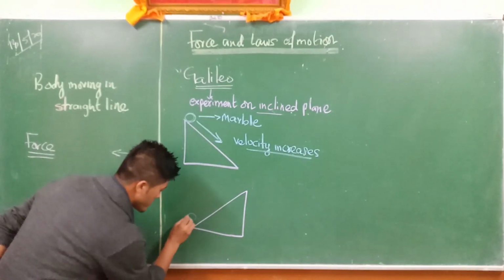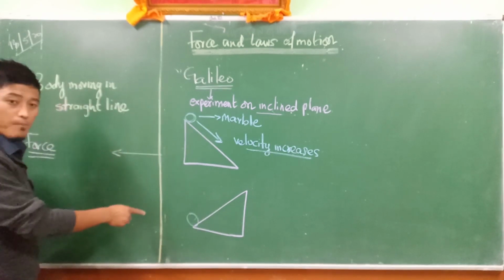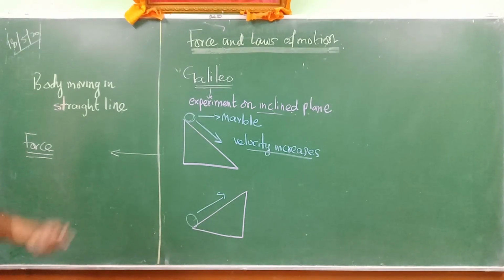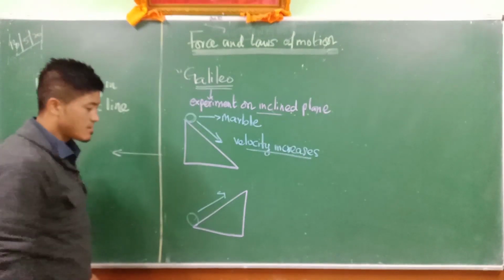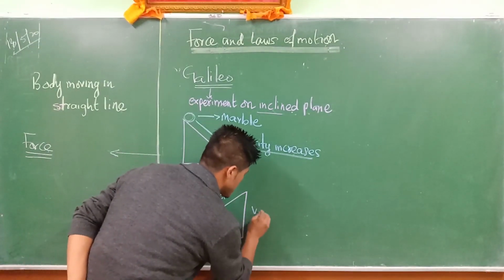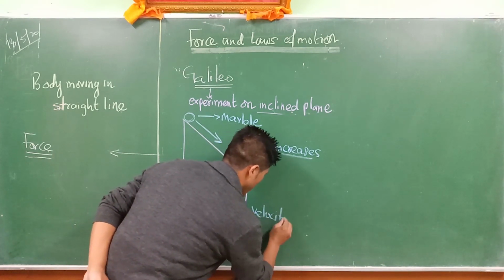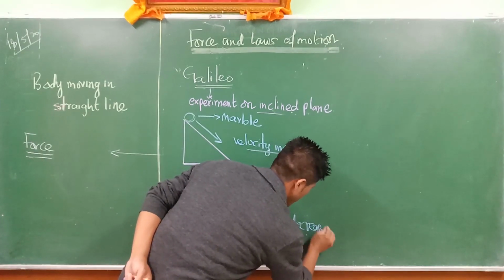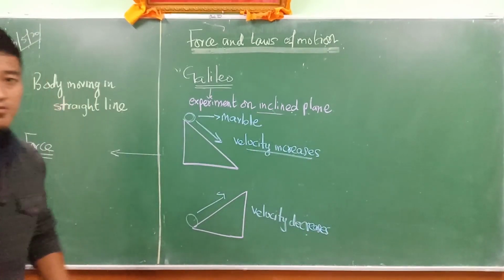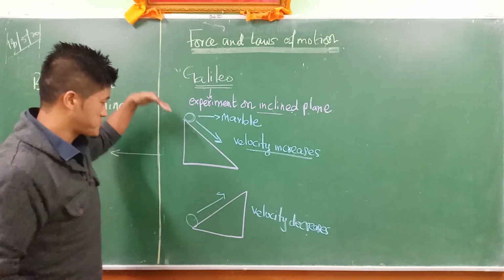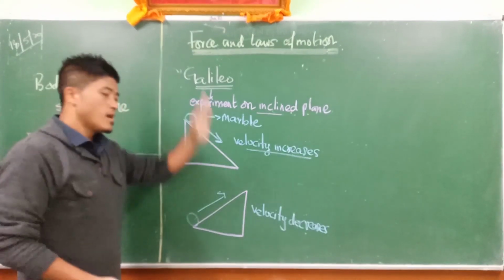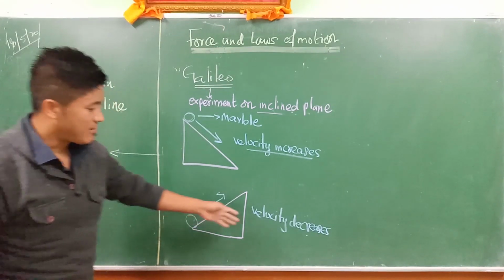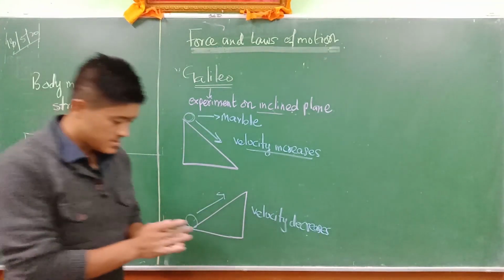Now, if a marble is allowed to roll up on an inclined plane, what will happen to the velocity? The velocity will always decrease. This is something we know normally in our life, because it becomes very easy for us to travel down the slope. If we have to move up the slope, naturally our velocity is going to decrease, right? So let's go for it.